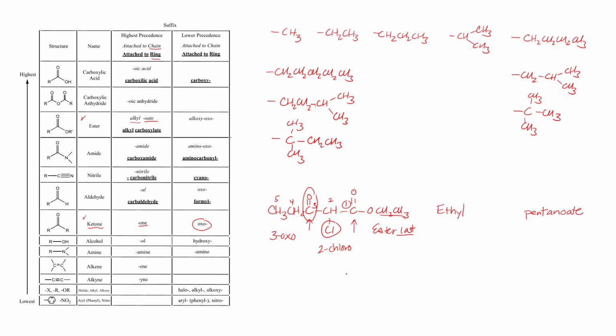Now we just go ahead and create our list and put the name together. So this would be, first of all, the alkyl group of the ester. Now the list, 2-chloro. So this would be an ethyl 2-chloro, 3-oxo, and then the pentanoate.